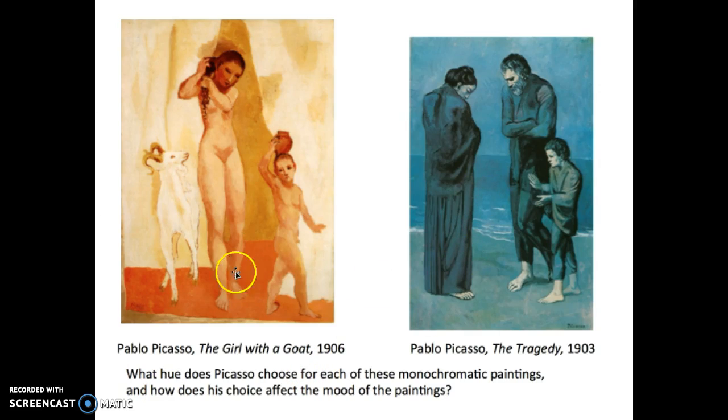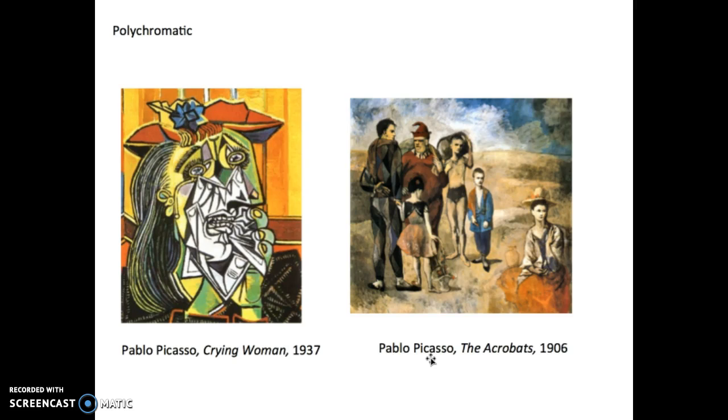So choices like the selection of colors can have a dramatic effect on how we perceive meaning in works of art. Of course, you can have a polychromatic color scheme. So in these examples by Picasso, we've got a great range of colors used here.